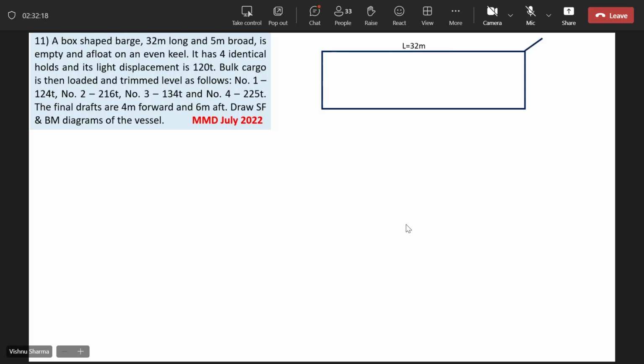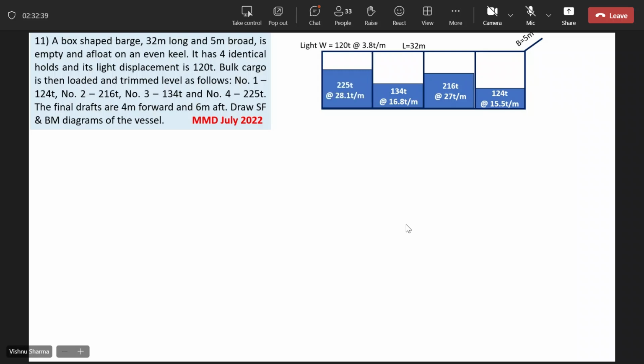Guys, this is the box-shaped vessel. I'm sure you'll agree. You have light displacement, which is uniformly distributed at 3.8 tons per meter. You have 124 tons of cargo here, 216 tons of cargo here, 134 tons of cargo here, and 225 tons of cargo here. Does everybody agree? Please look at the question and the diagram. In agreement? And the vessel is floating with 4 meters forward and 6 meters aft.